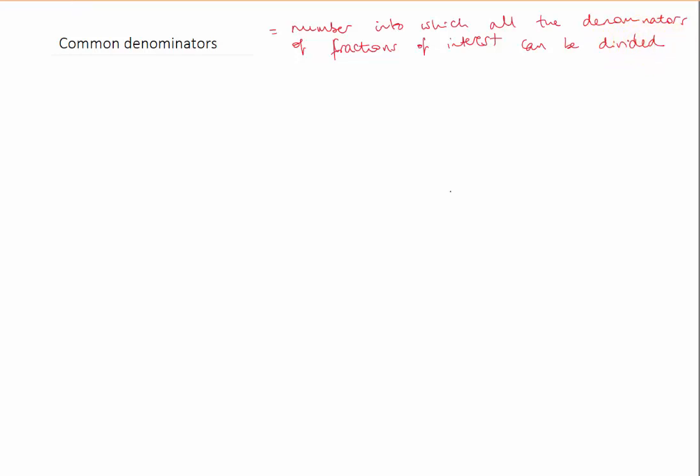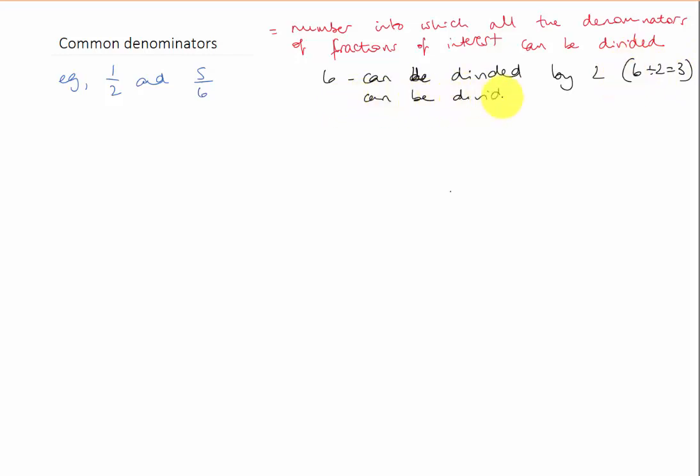So let's take an example. Let's say we've got 1/2 and 5/6. What is the common denominator? If we take 6, it can be divided by 2. 6 divided by 2 is equal to 3. And it can be divided by 6. 6 divided by 6 is equal to 1.